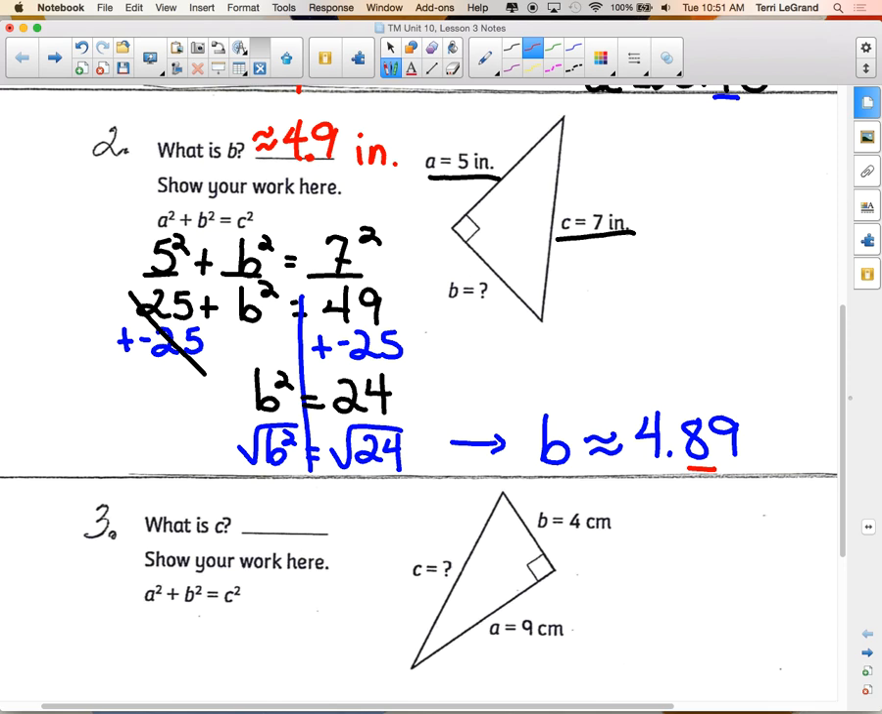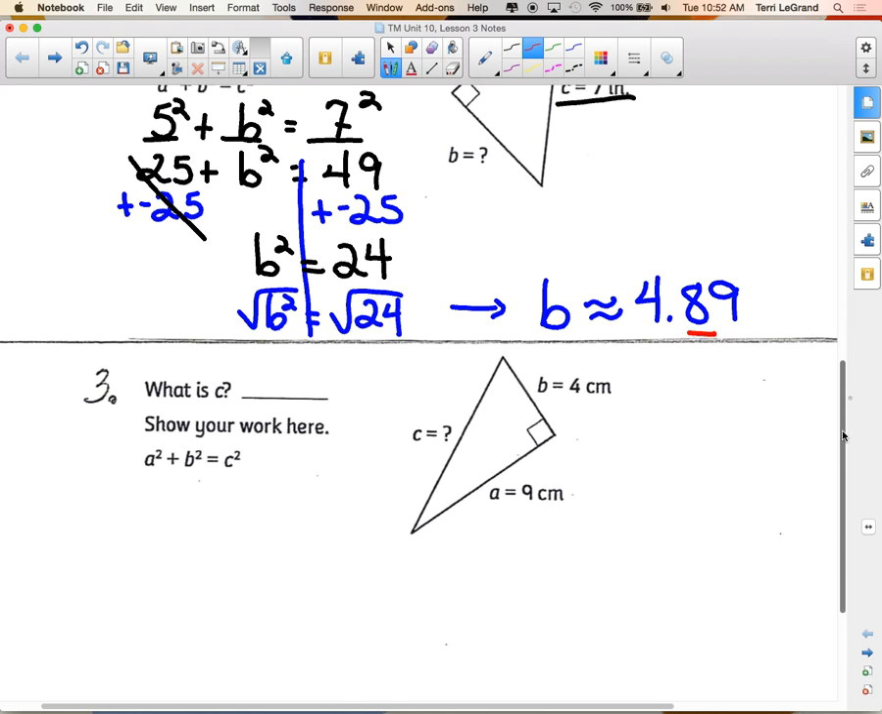Okay, let's stop and process. Reasonable answer? Is it reasonable? Okay, why is it reasonable? It's smaller than the letter C. It's smaller than the hypotenuse. And why is that a big deal? That word hypotenuse is what? It's supposed to be the longest. So this is less than 7, so we're feeling pretty safe that we might have a good answer then, right? Still not a guarantee, but it's at least worth saying, okay, I'm feeling pretty good about this. Okay, anybody have questions on that one?